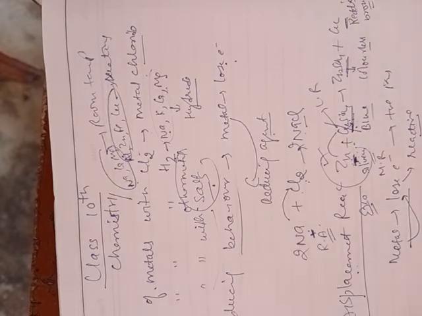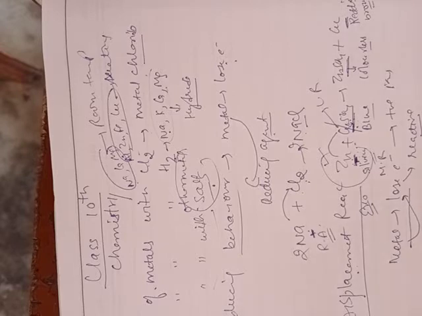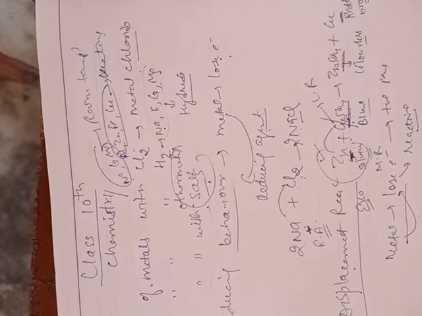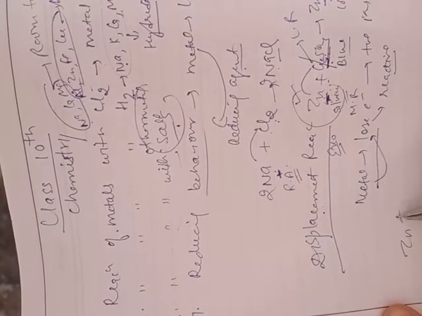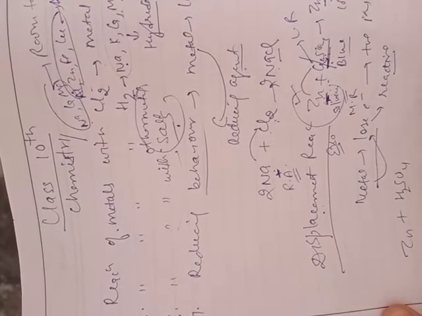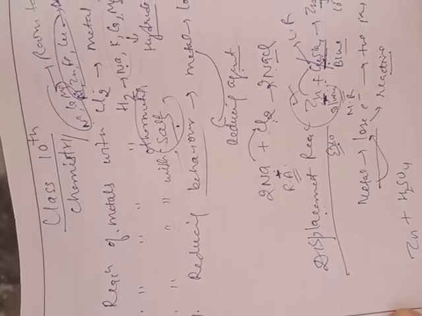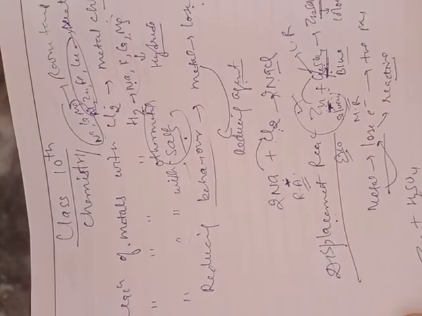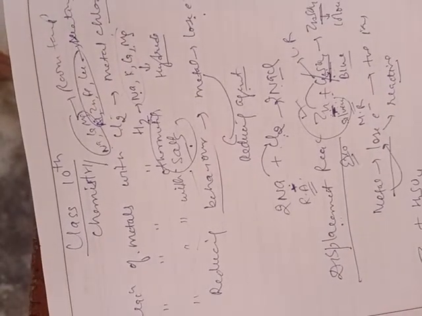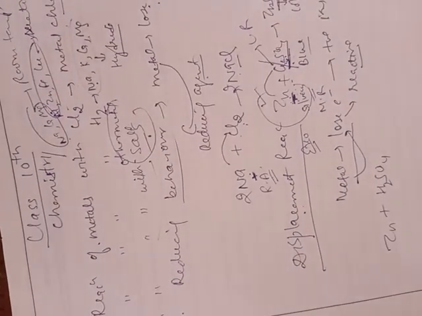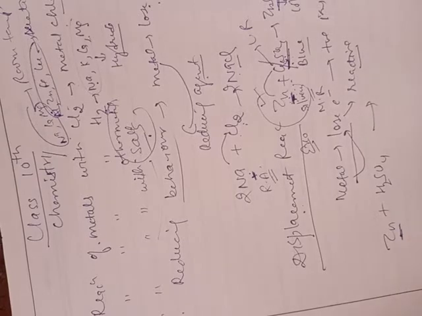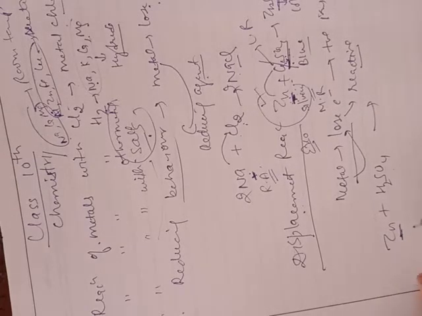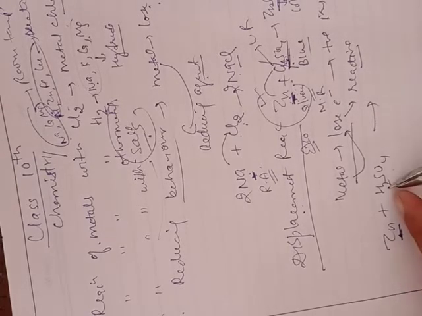Second is why some metals are more reactive than hydrogen and some are less reactive than hydrogen. It can be explained by considering the example of reaction between zinc and sulfuric acid or hydrochloric acid or any kind of dilute acid such as H2SO4 or HCl. Clear? It can be explained by considering the example of this metal with H2SO4. Now how can we prove that this metal is more reactive than hydrogen?